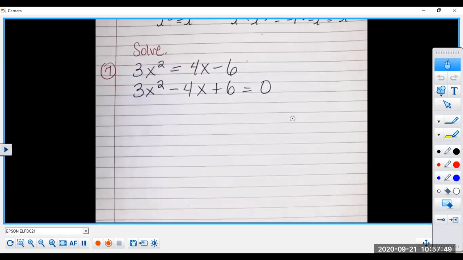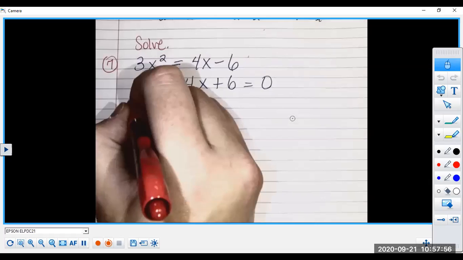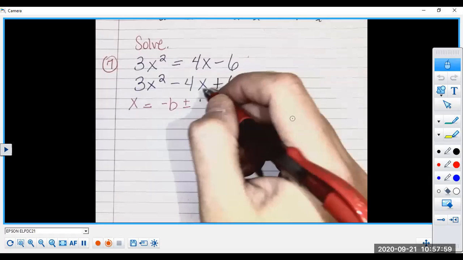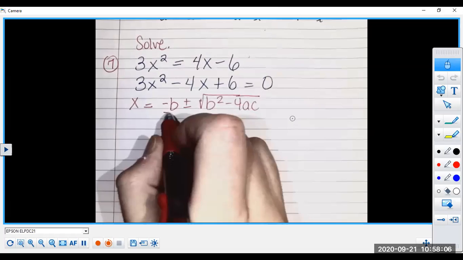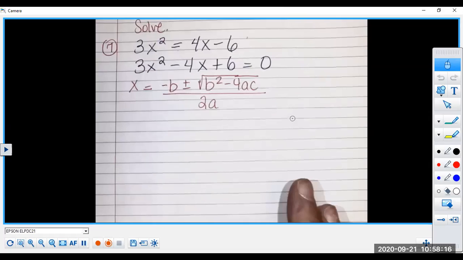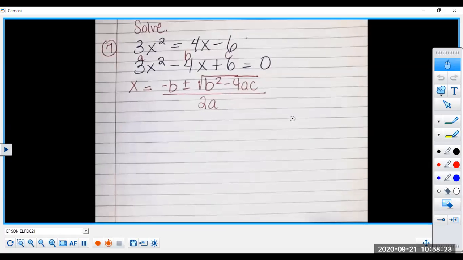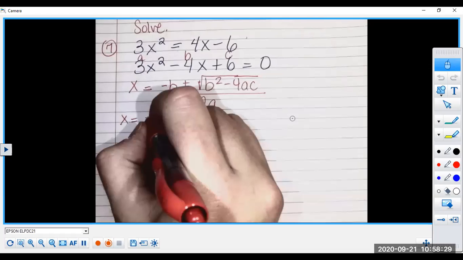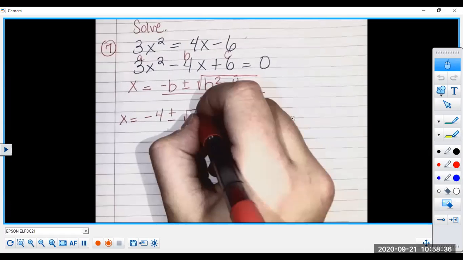That's the point I was trying to make. So you use your formula, x equals negative b plus or minus the square root of b squared minus 4ac, all over 2a. What is the value of a? 3, and of course the value of b is negative 4, and c is positive 6. If you were to calculate the discriminant value, you would get a negative. But as we go through, you're going to see that anyway, easily. So b is negative 4.